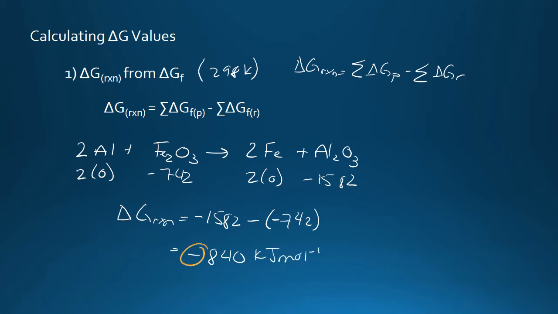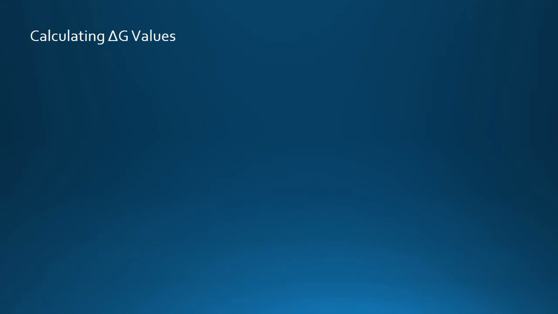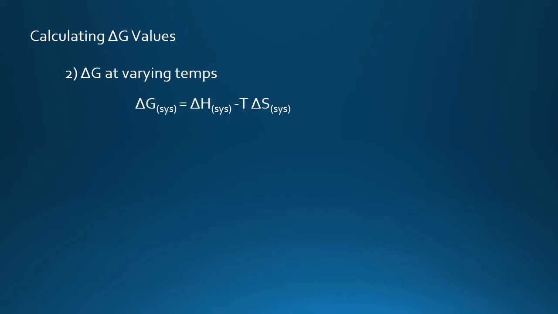Because it is a negative sign, this is a spontaneous reaction. Remember, this calculation can only be done if it's saying it's coming from delta G of formation at 298 Kelvin. If it's not, we have to go this other route. So the other route is looking at delta G at varying temperatures. And this is where we come with the calculation of Gibbs free energy. So we already know the calculation for Gibbs free energy is delta G of your system equals delta H of your system minus the temperature times your delta S of your system, all measurable.